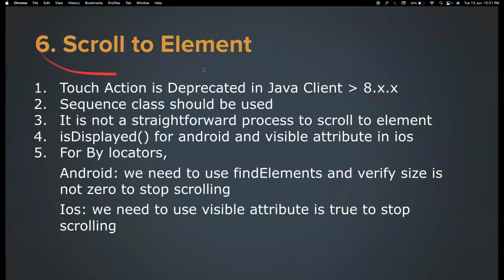And let's say if you want to scroll to an element, okay, again, there is a lot of logic involved here. So you want to check what is the Java client version you are using, whether you need to use touch actions or sequence. It is not as simple as scrolling in web. In Appium, you have to find whether the element is visible in different ways, right? And for Android and iOS, the checks vary. For example, in Android, you can look for the isDisplayed method. But in iOS, you have to look for an attribute called visible and check whether it is true or false. So there is a lot of stuff here.